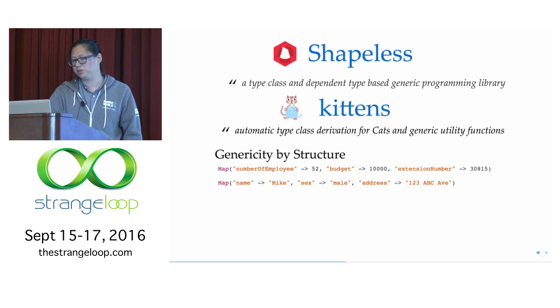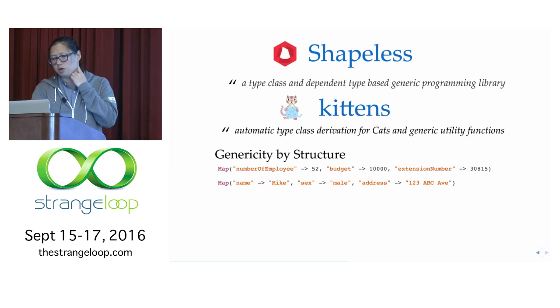And Kittens is just built on top of Shapeless and cats. So the example I'm going to use is, first, let's look at genericity by structure. We all know maps, right? The first map is a map where the key is string and the value is integer, right? And we know how to work with a map.